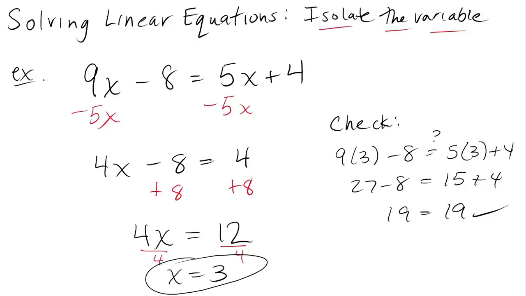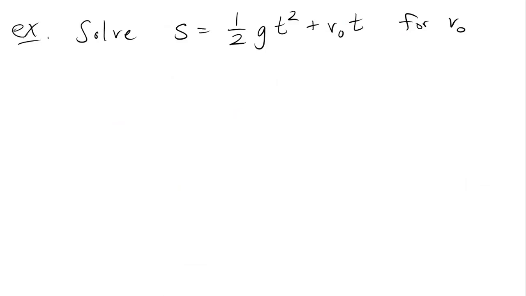But I do want to do what's called a literal equation, which is an equation that has multiple symbols in it and usually represents some formula. In this example, we're asked to solve the equation s equals 1/2 gt squared plus v sub 0 t for v sub 0. This is an equation from physics. A lot of you will see it if you go on to calculus.